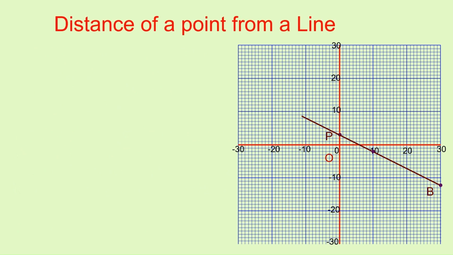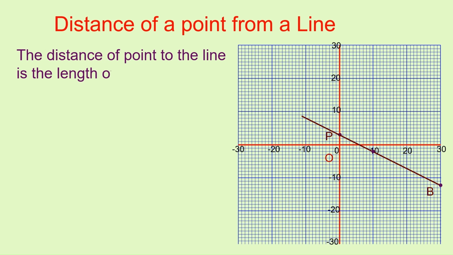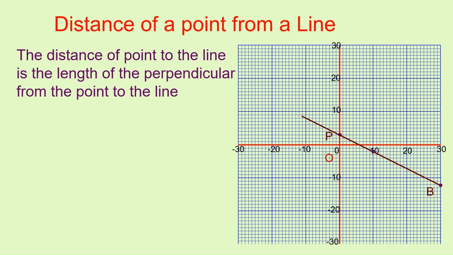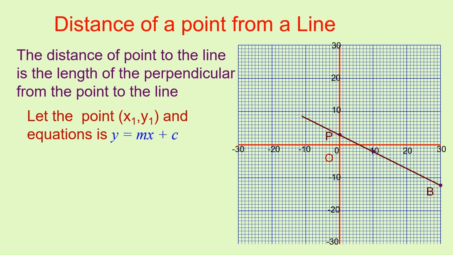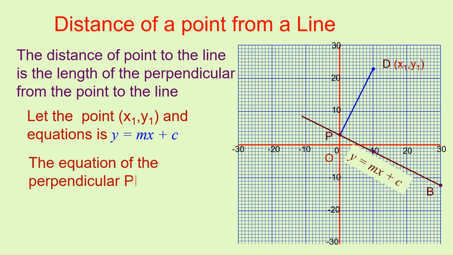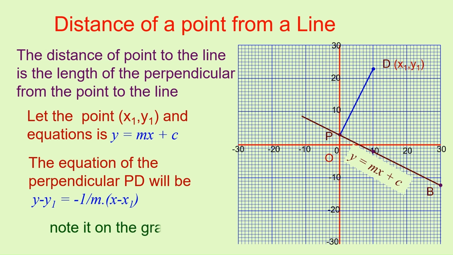Distance of a point from a line. The distance of a point to the line is the length of the perpendicular from the point to the line. Let the point be x1, y1, and the line's equation be y equals mx plus c. The equation of the perpendicular PD will be y minus y1 equals minus 1 divided by m times x minus x1.